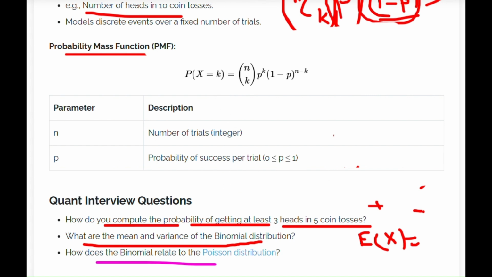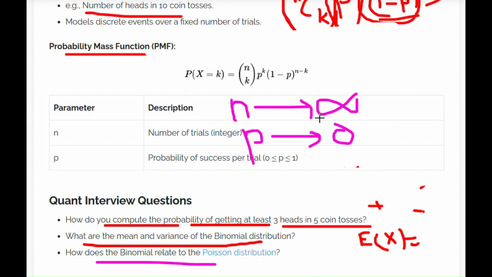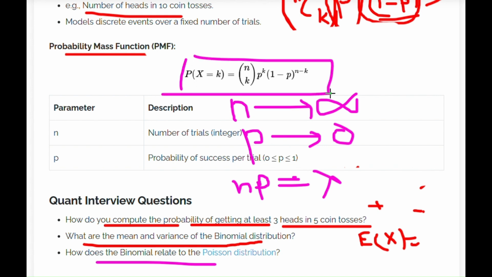That is, when n tends to infinity and p tends to 0, such that np is lambda. In that case, this binomial would become a Poisson distribution.